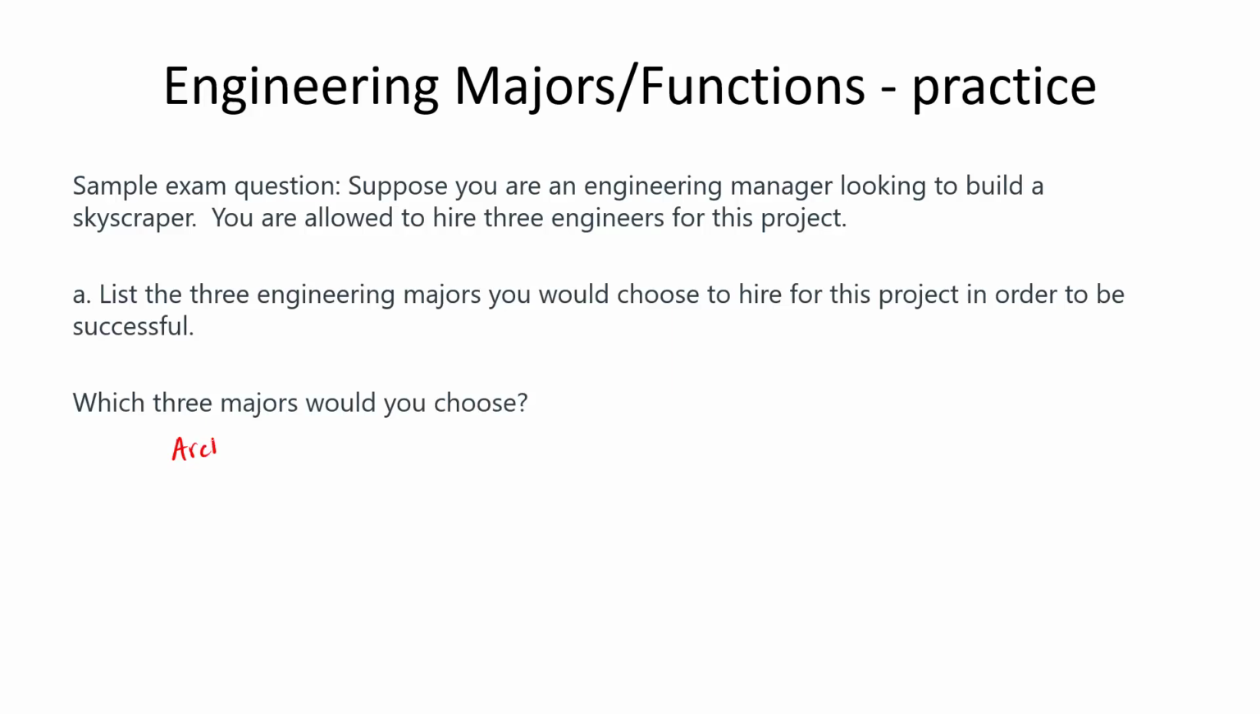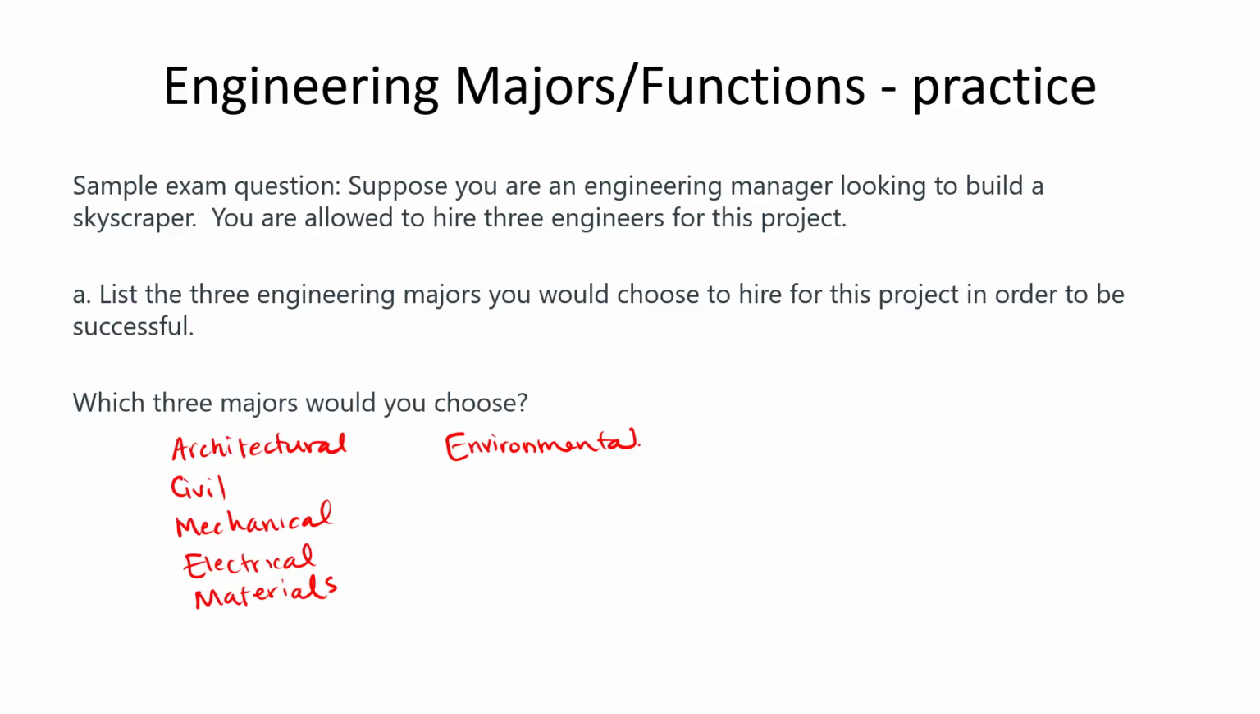For example, you might choose architectural. You might consider a civil engineer, a mechanical engineer. You might consider electrical. And you might even consider someone like materials if you have some sort of sustainability thing going on, or even an environmental engineer if you wanted to analyze a footprint. So there's many different engineering majors you could potentially choose for this project.